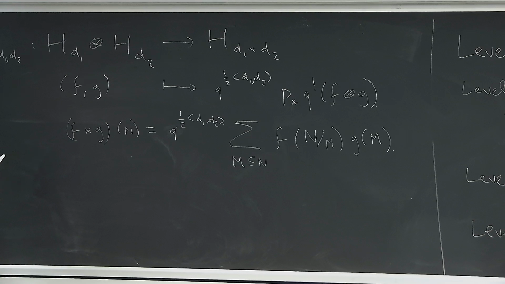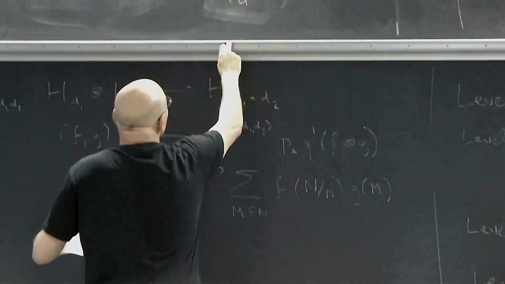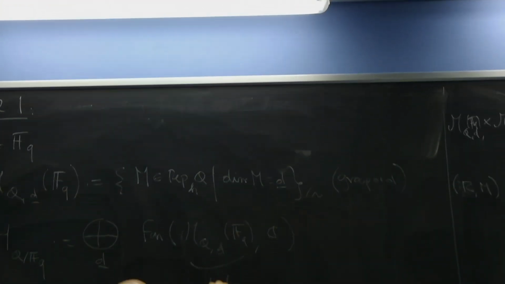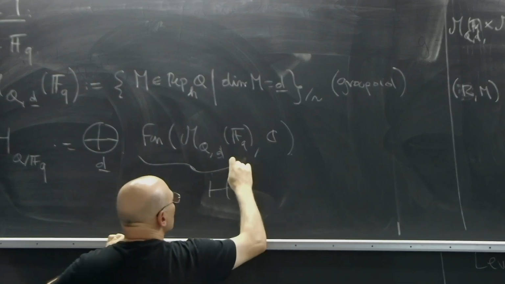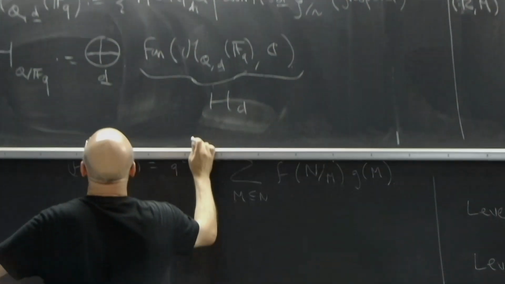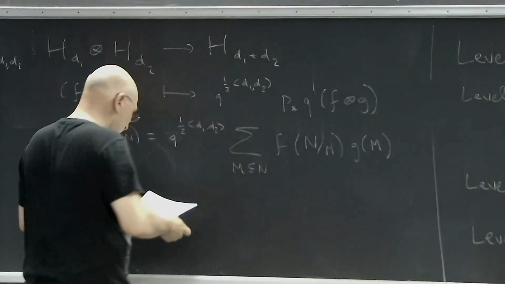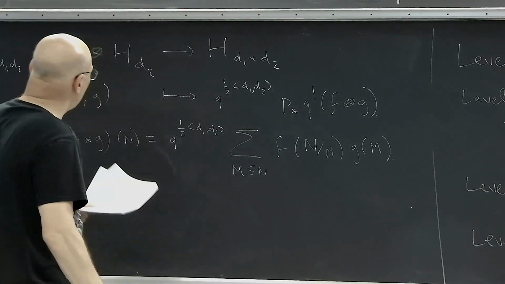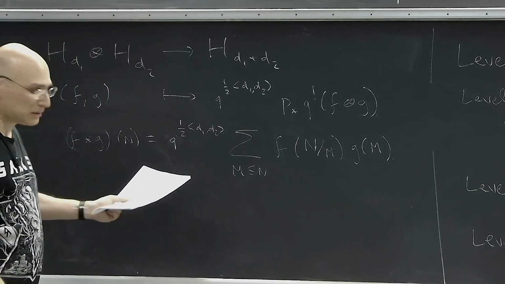Sorry, I didn't get it. H_D is the space of functions, or is it the representation? No, H_D is the space of functions on M_D. Okay, so here we have a nice associative algebra structure.